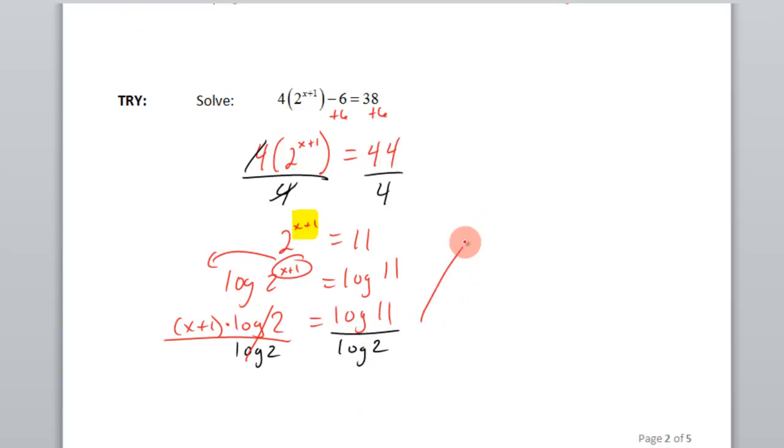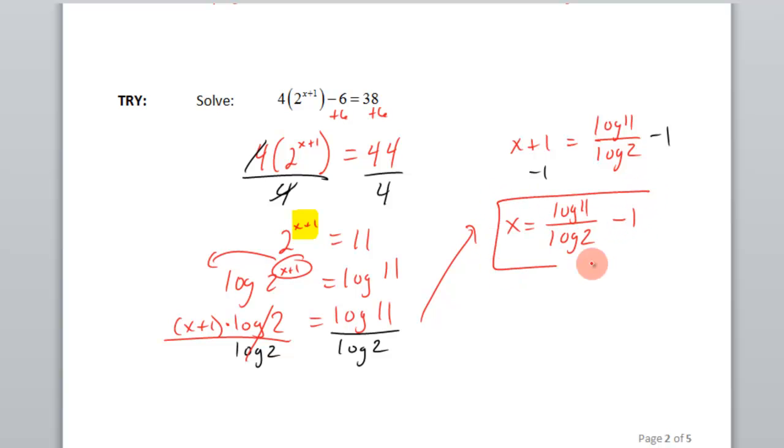These cancel. So I'm left with x plus 1 on the left, log 11 over log 2 on the right. And my last step basically would be to get rid of this 1, right? Minus 1. So x equals log 11 divided by log 2 and then subtract 1. That is the exact answer.